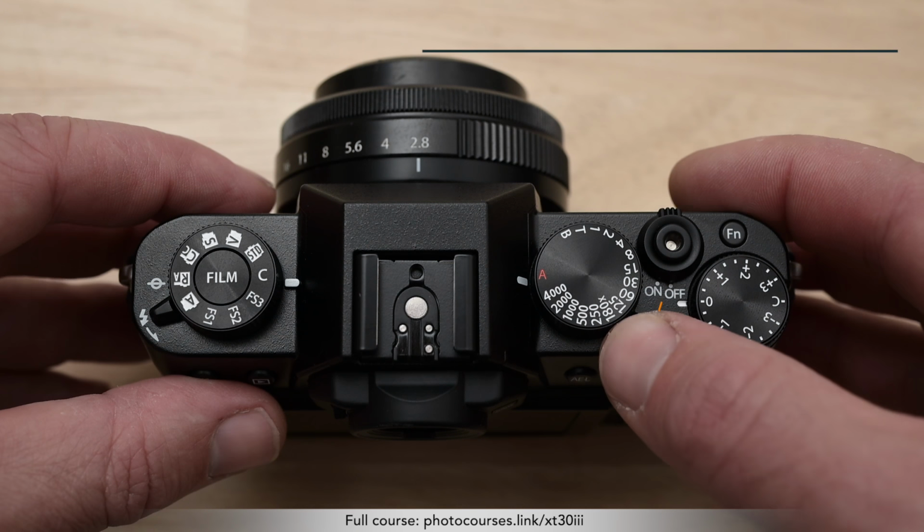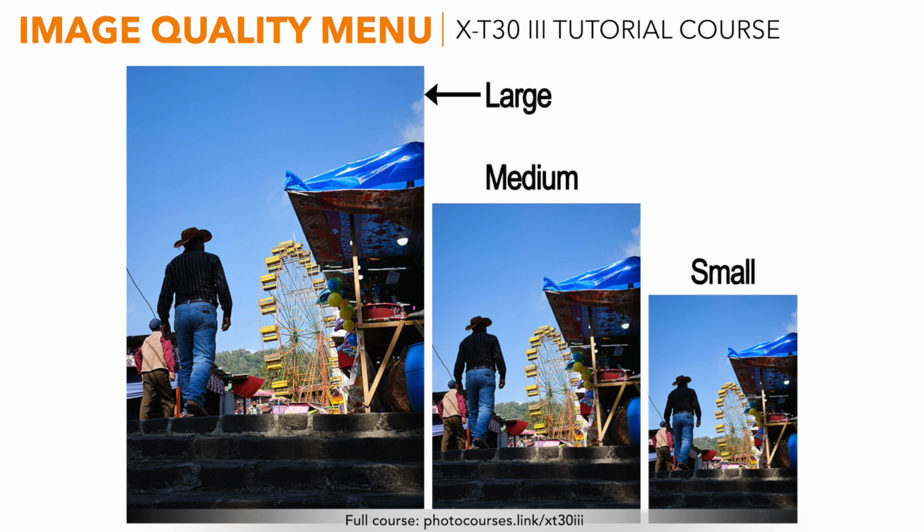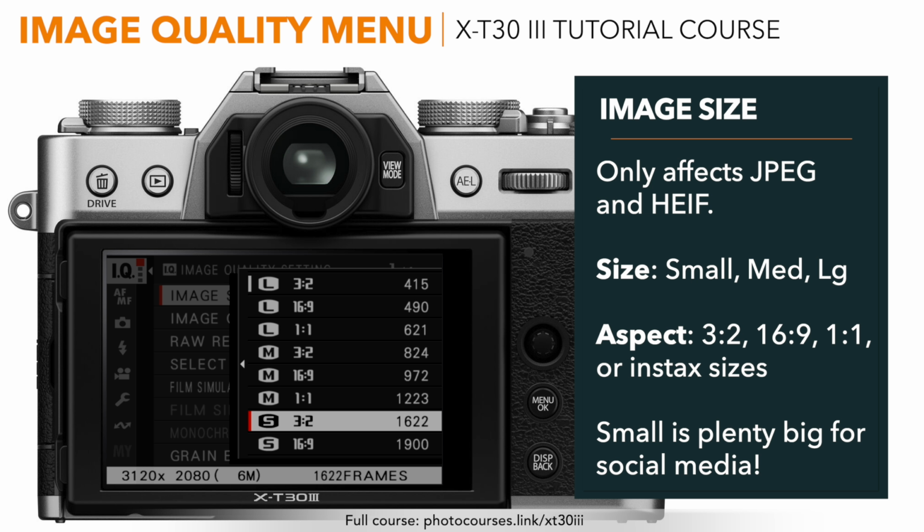Large is going to be the full sensor size. Every pixel is going to be recorded without downsizing. Medium is going to be half of that, and then small is going to be half of medium, or 25% of the large size. If you're only sending these photos to social media or friends or even a website, the small size is plenty big. However, if you're going to be making large prints out of these JPEG files or you want cropping options, you may want to record the medium or large file size. Otherwise, medium and small will help you save space on your memory card.